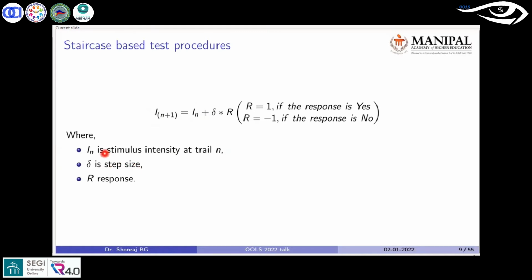For example, if you decide that you want to use a 4 dB step size or a 2 dB step size, whatever the step size you have decided, multiplied by whatever response you give. So for example, if you give a positive response, then you add the step size. If you give a negative response, then you decrease the step size. Basically, that's what this equation means, right? Now, if you do not understand this equation, let's put it in an example and then see.